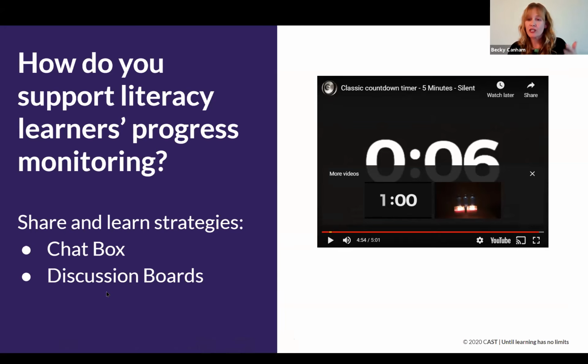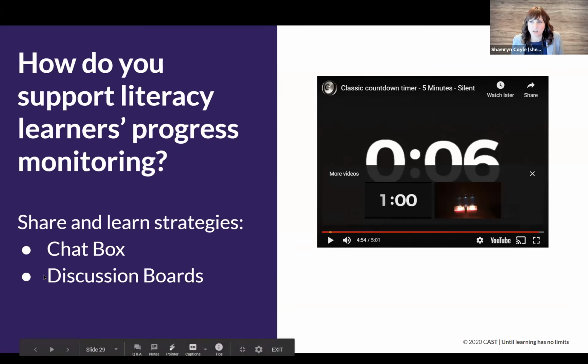Not only is it important to monitor and figure out where they're stuck, but what to do when they're stuck. I love that concept of problem solving while we're reading. That's a really great way to capture it.